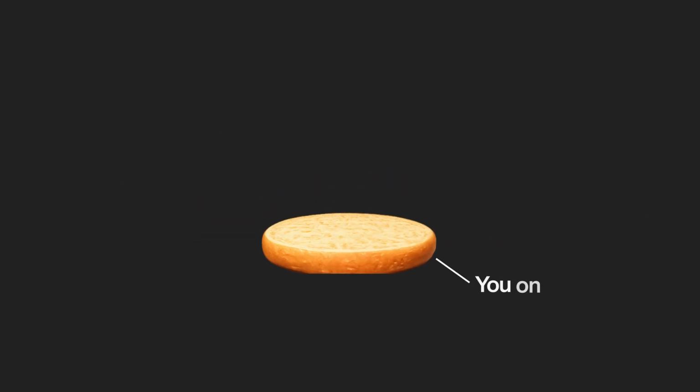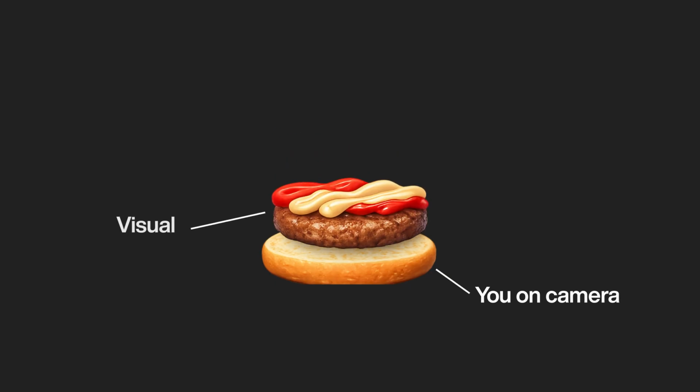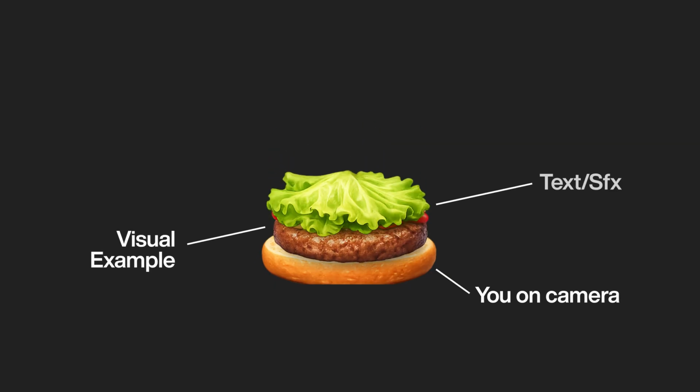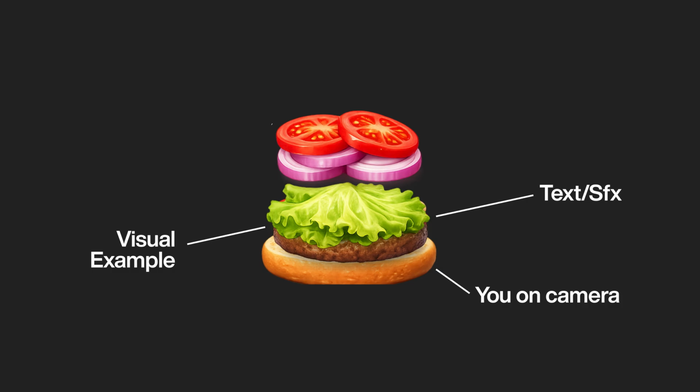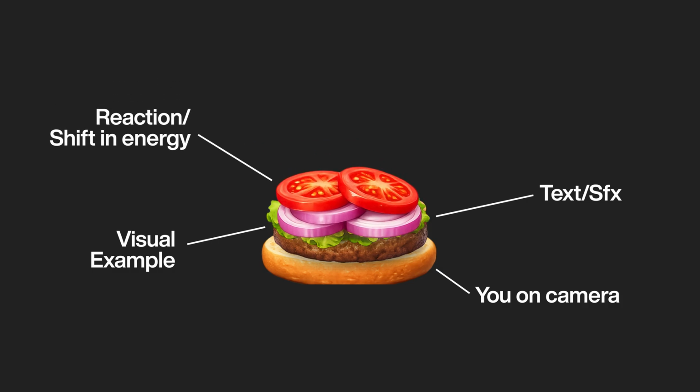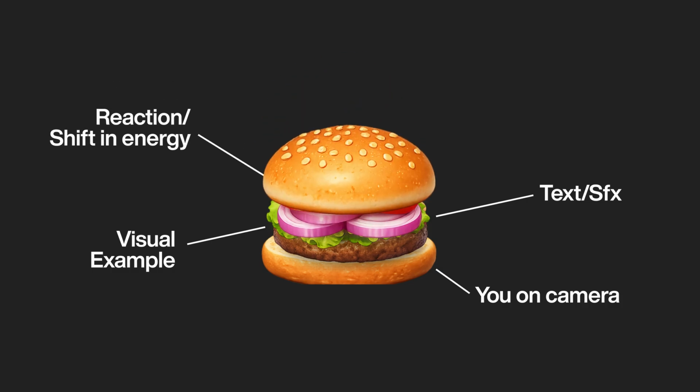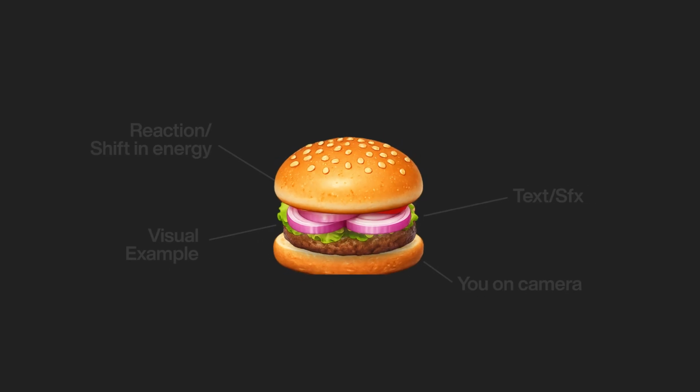You start with you on camera, then you cut to a visual or example, then on-screen text or a sound effect, then a reaction or shift in energy. And now here's our fully assembled sandwich. Each layer is different, and that's what keeps your viewer watching.